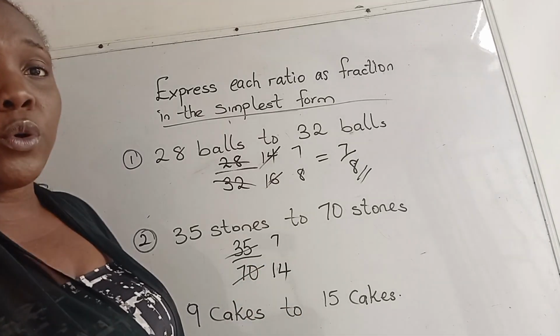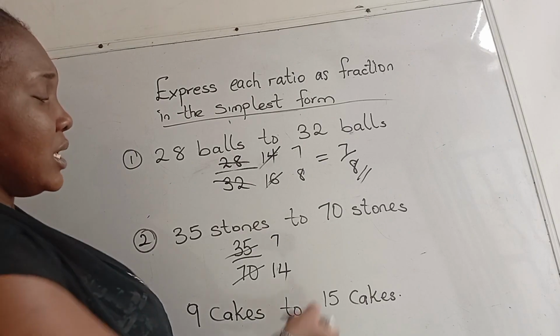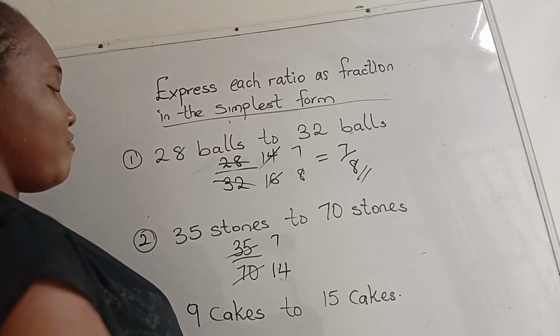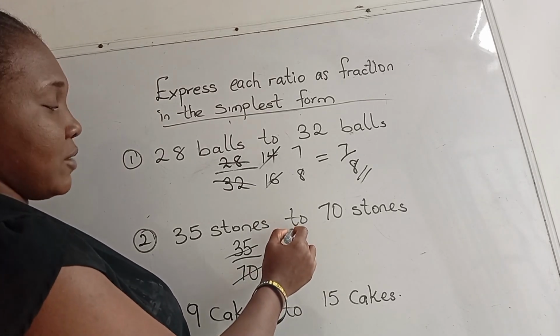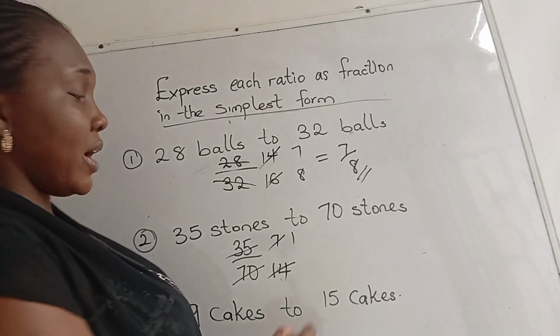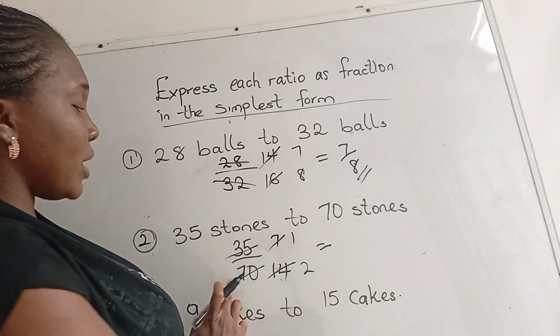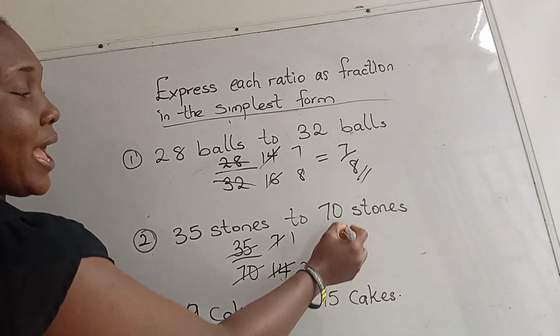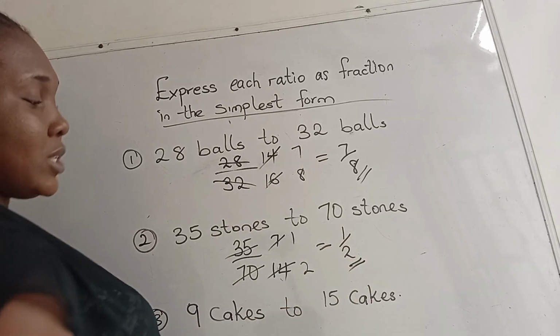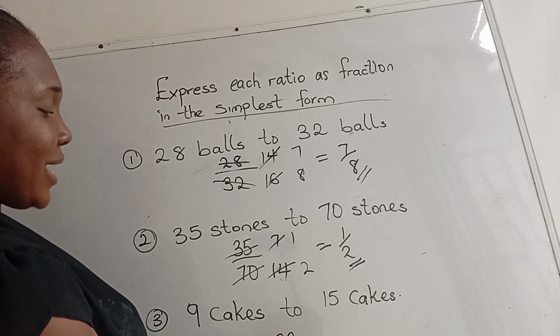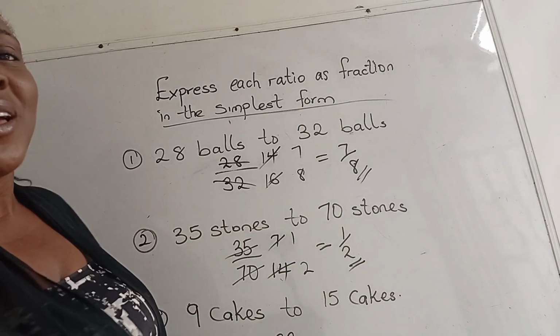Okay, now looking at this, 7 is a factor of 14, so 7 can divide 7, that's 1, and 7 can divide 14, that gives me 2. So this is actually the simplest form of this expression, and here I have 1 over 2. So this is my answer. So you're going to solve this using this same method.